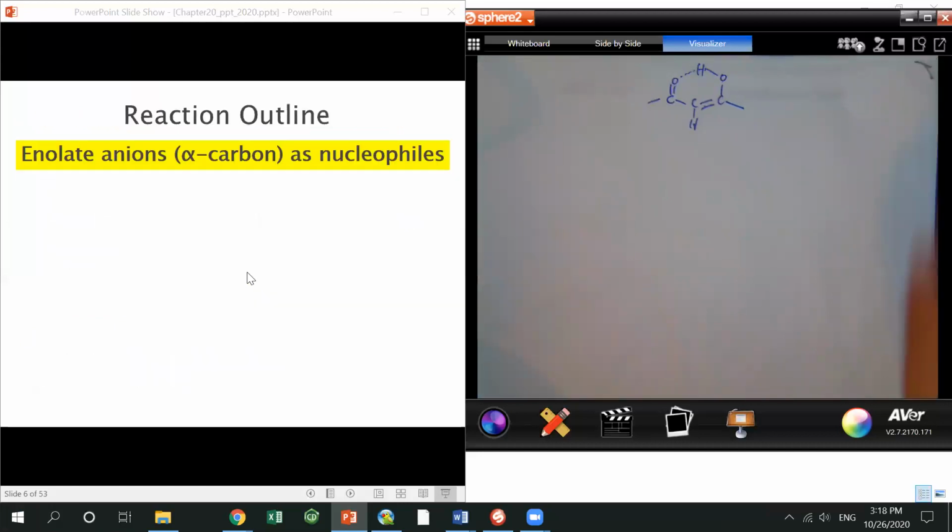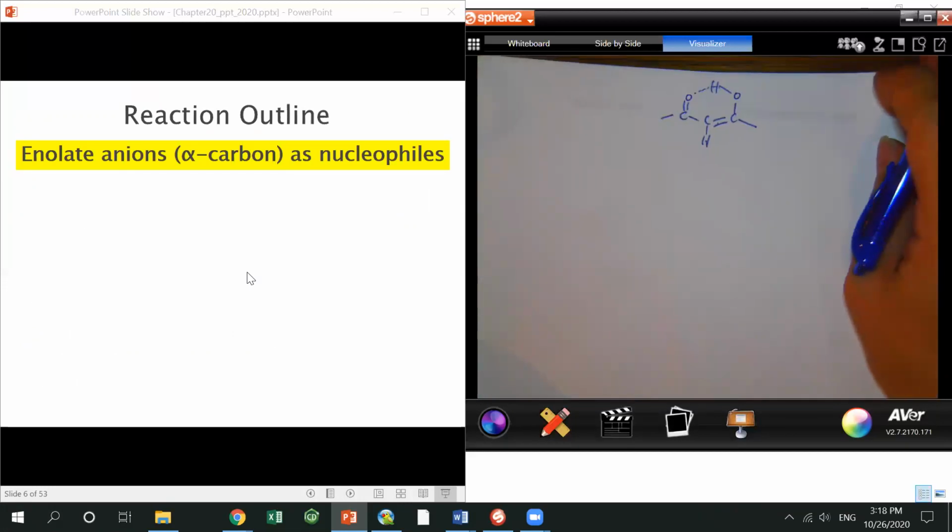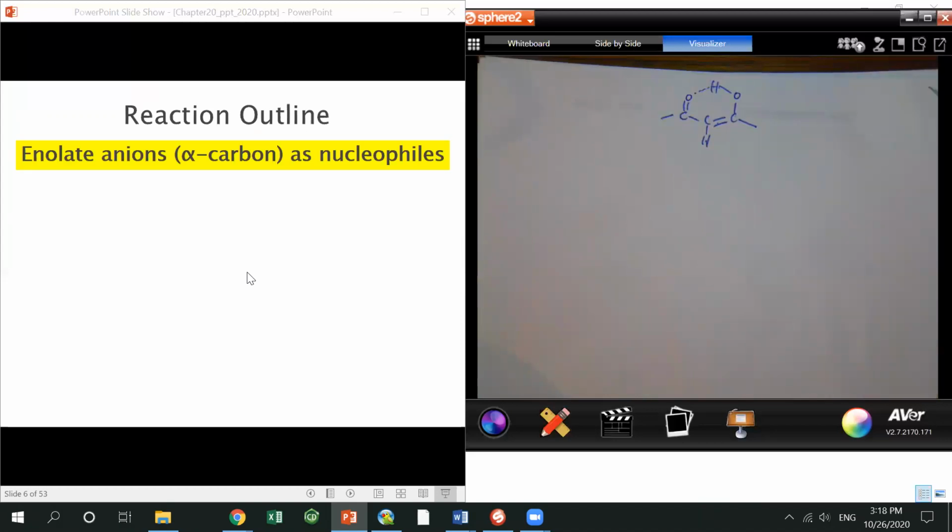Okay, so that's the top reaction species: enol, enolate, and acetate. Like I said, pretty much this whole chapter is about the alpha carbon as a nucleophile, doing all kinds of reactions.